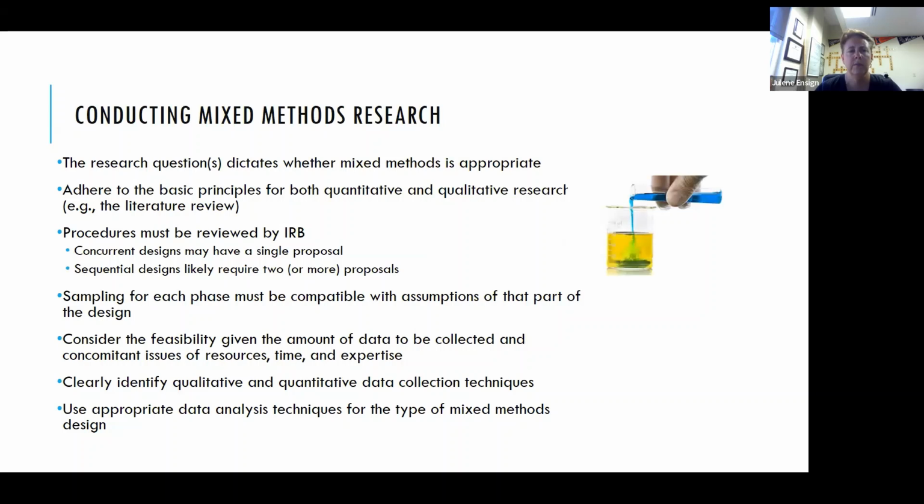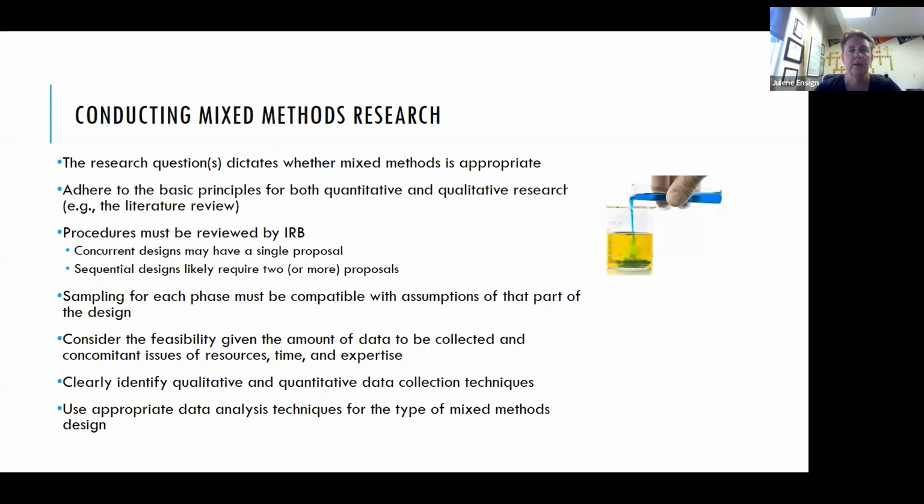So, conducting mixed methods research, I think it's really fun because it gives me a chance to do both types. It's never boring when I'm doing mixed methods research, but the research question or questions will help you determine whether or not mixed methods is an appropriate research design.